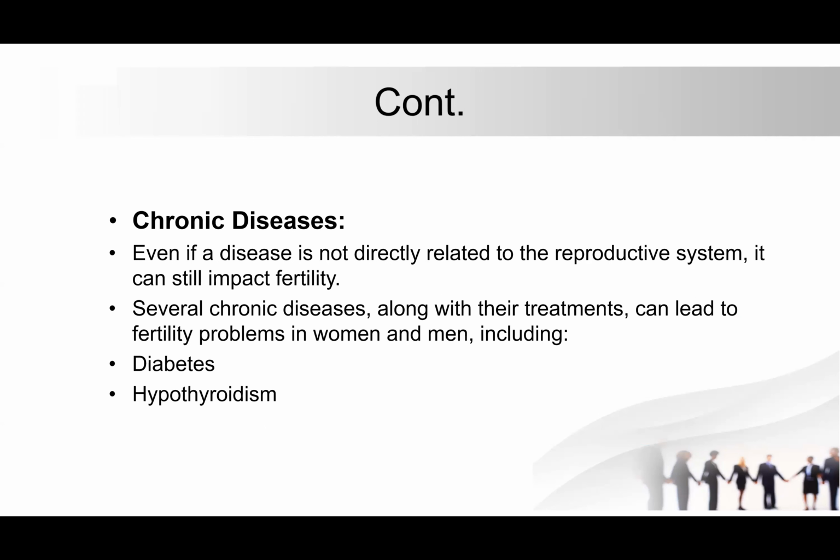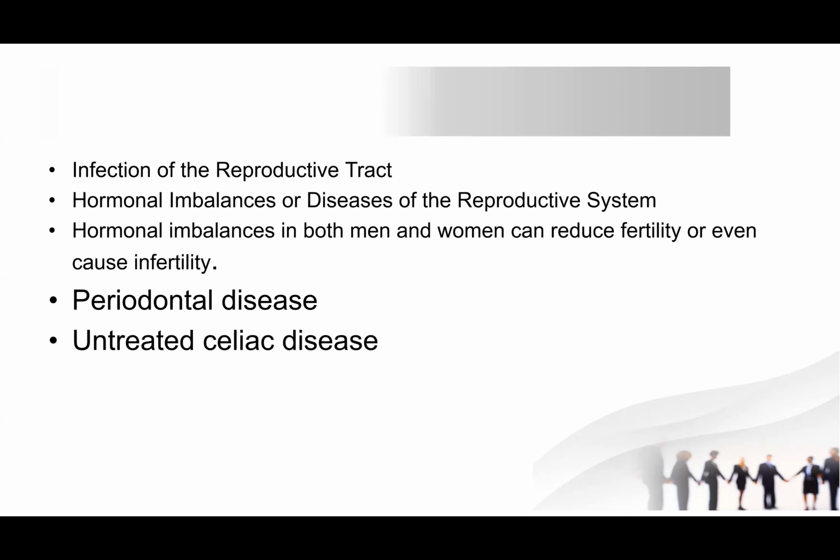Chronic diseases. Even if a disease is not directly related to the reproductive system, it can still impact fertility. Several chronic diseases, along with their treatment, can lead to fertility problems in women and men, including diabetes, hypothyroidism, infection of the reproductive tract, hormonal imbalance or disease of the reproductive system. Hormonal imbalance in both men and women can reduce fertility or even cause infertility. Periodontal disease and untreated celiac disease are also examples.